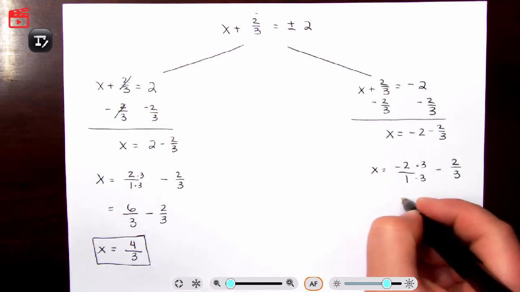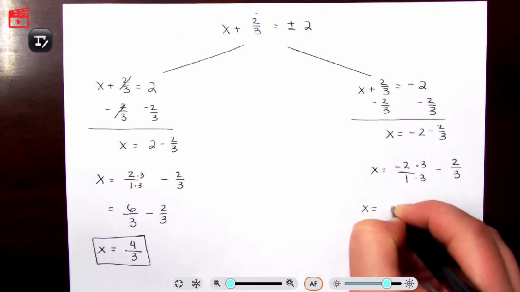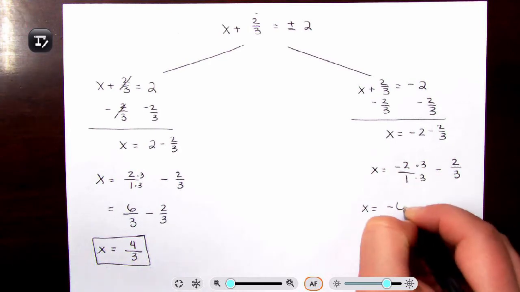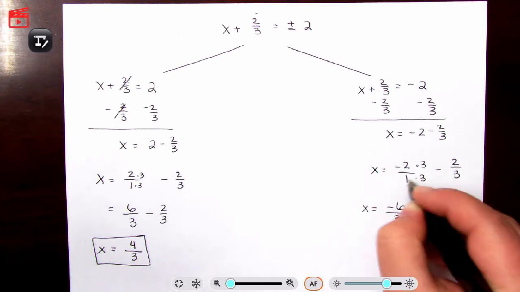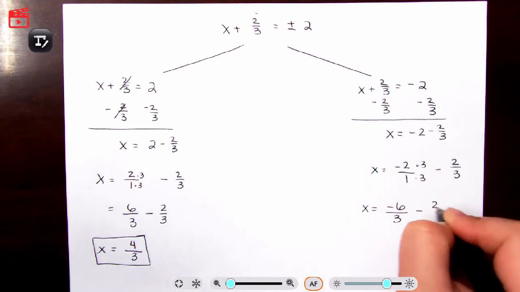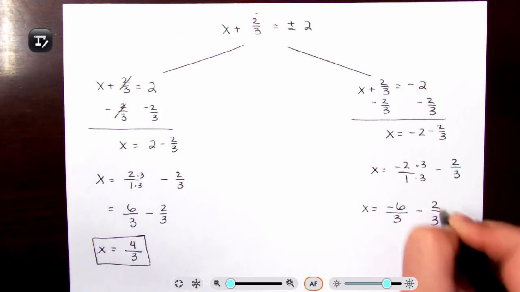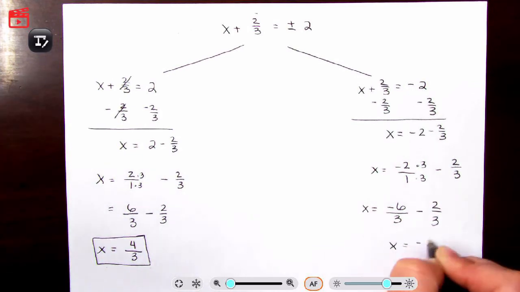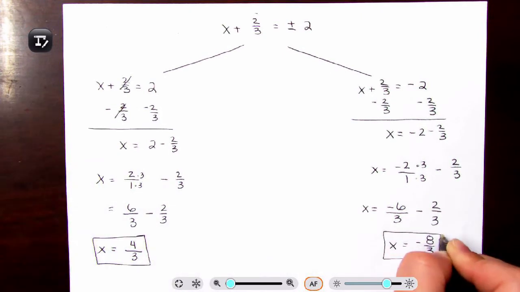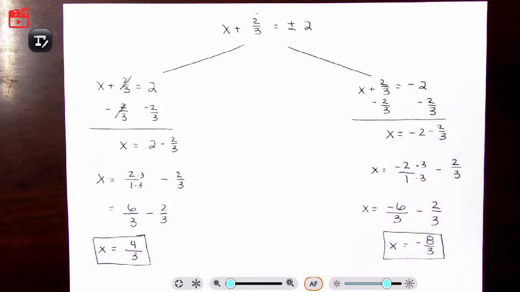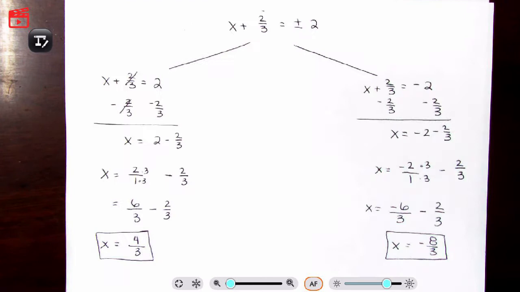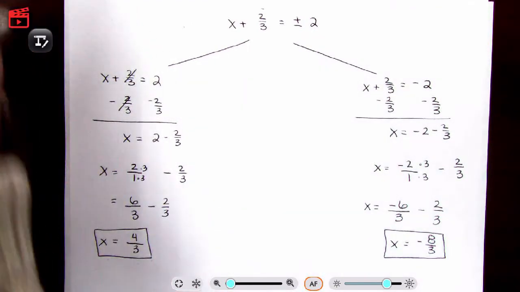This one here, we have x is equal to negative 2 times 3, which is negative 6. 3 times 1 is 3, minus 2/3. 6, 7, 8. And I get negative 8/3 as my answer. Now, a lot of fractions here, but that's okay. Let's try one more here.